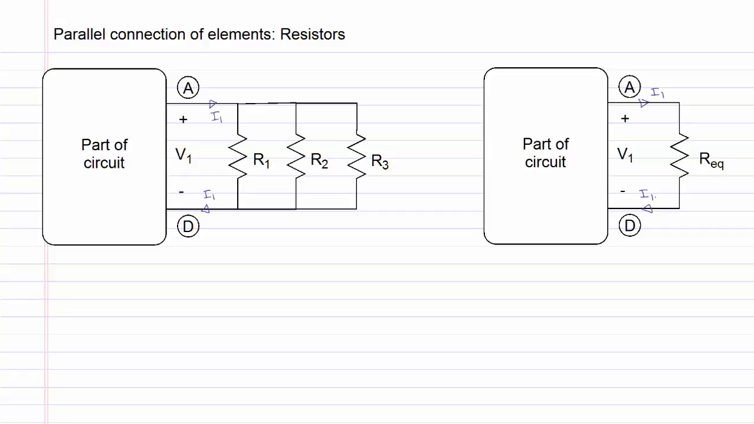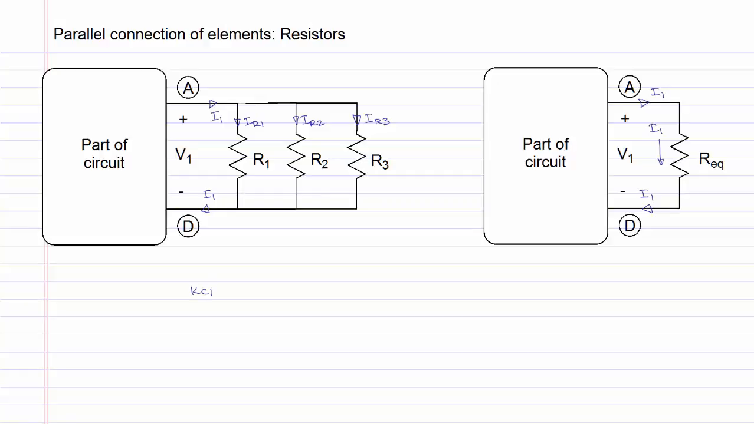The three resistors R1, R2, and R3 in the left circuit are connected in parallel. They're connected to the same two terminals A and D and have the same voltage V1 across all of them. On the circuit on the right, we have a single resistor REQ, which is connected between terminals A and D. What we are interested in is a relationship between the resistors R1, R2, and R3 and the resistor REQ in the right-hand side circuit. The current through the three resistors in the left-hand side will be shown as IR1, IR2, and IR3. For the resistor REQ, the current through it will be I1 as shown.